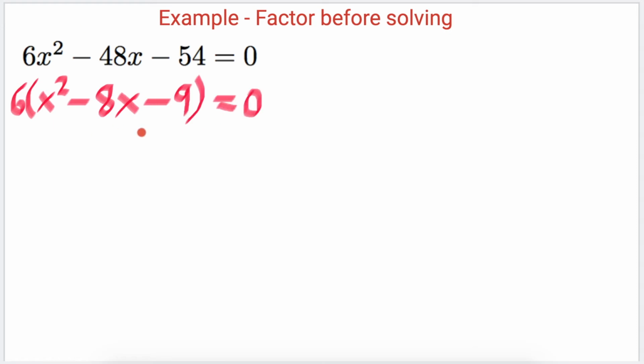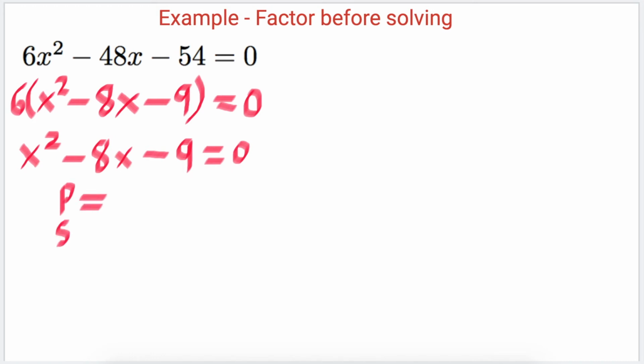The reason why we want to do this is because if you try to solve the first equation, it's going to be a little bit harder to find the product and the sum. But if we factor out the 6, we can actually remove that constant and then factor the expression in the parentheses. So the next step is to divide by 6 on both sides, and the only thing that remains is x squared minus 8x minus 9 equals 0. Now we're ready to find the product and the sum.